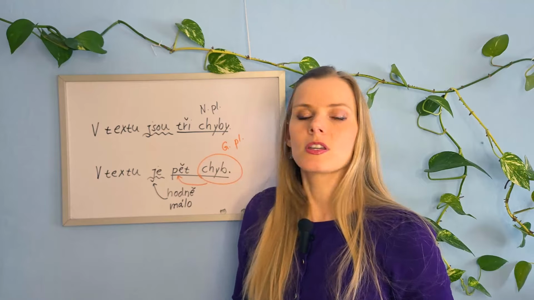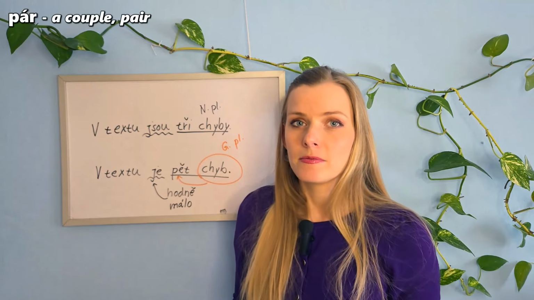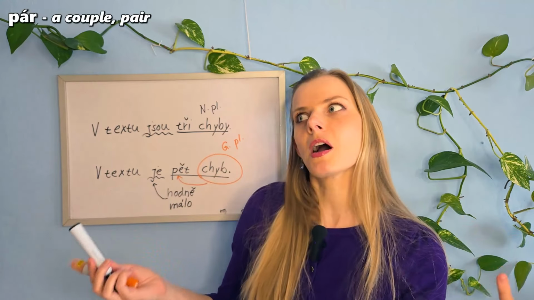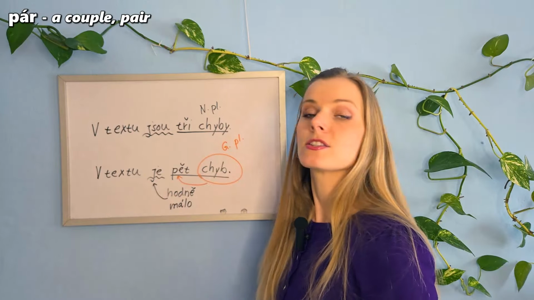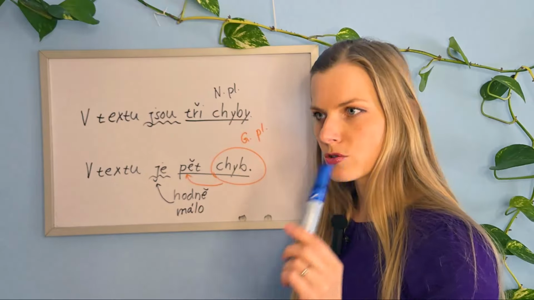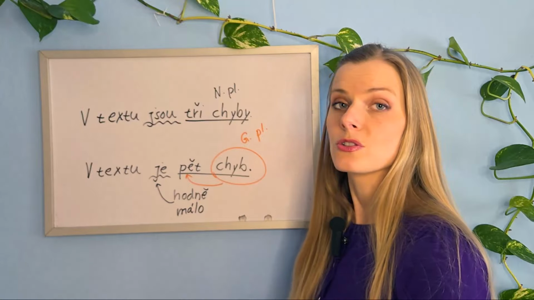There are many more keywords. For example, pár, which means pair or a couple. V textu je pár chyb. There are a couple of mistakes. It's the same thing.